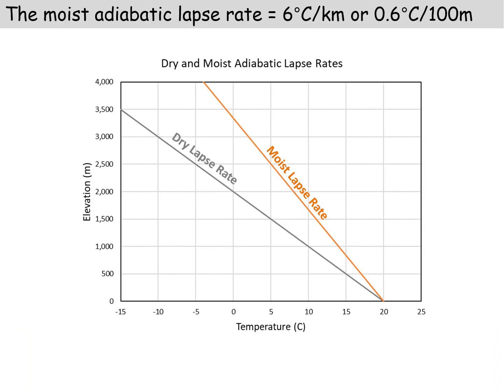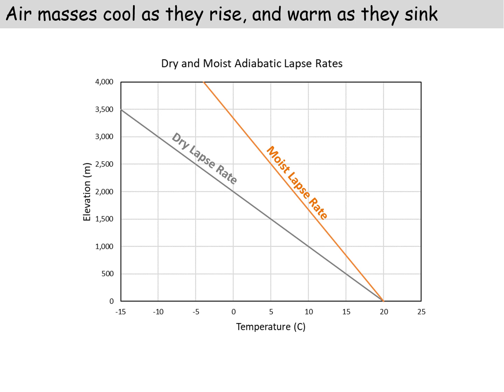The cooling rate that occurs when the rising air is also precipitating is called the moist adiabatic lapse rate and is only 6 degrees C per kilometer or 0.6 degrees C per 100 meters. The reason the air cools less rapidly is because it is simultaneously being cooled by the expansion and heated by precipitation. One more thing I should also mention.